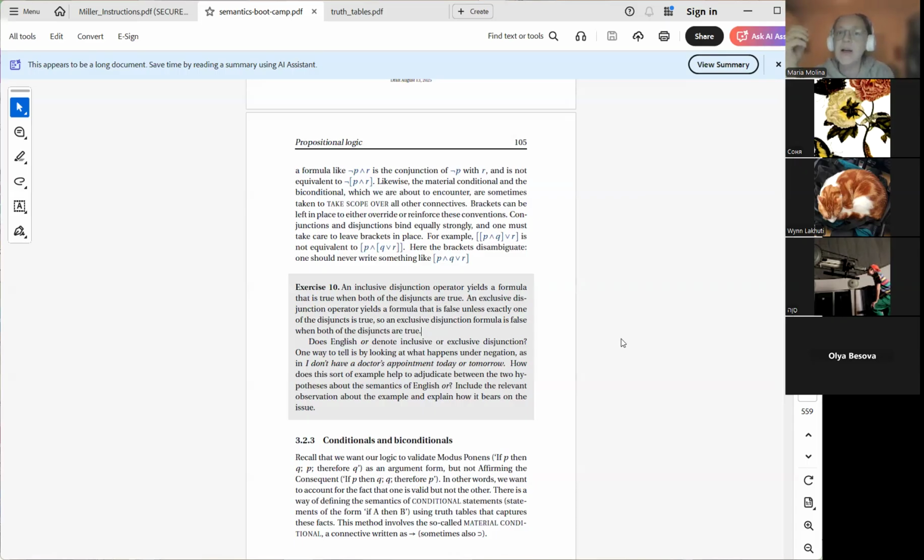Okay, so therefore, the literal meaning of English or is inclusive, right? But if we have either or, but not both, yeah, you can have either tea or coffee, then or gets an exclusive meaning. Okay?